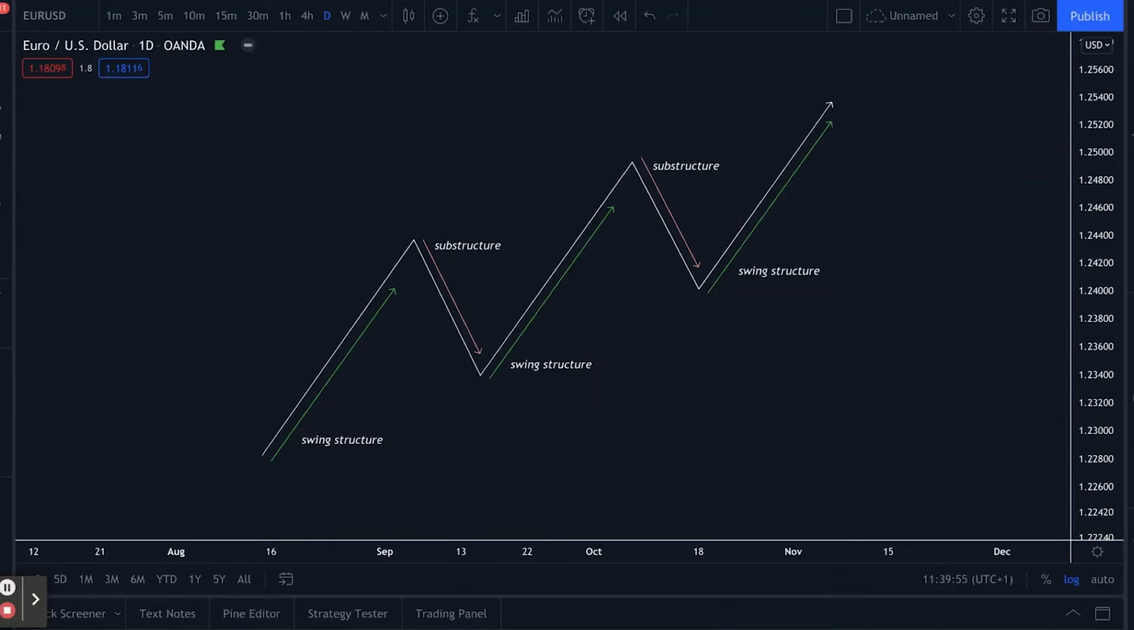In today's video, we are on the topic of market structure. We're talking about swing structure and substructure and how you can make sure you're using the right kind of structure for the timeframes you're trading. So on the chart here, I have an example of market structure.